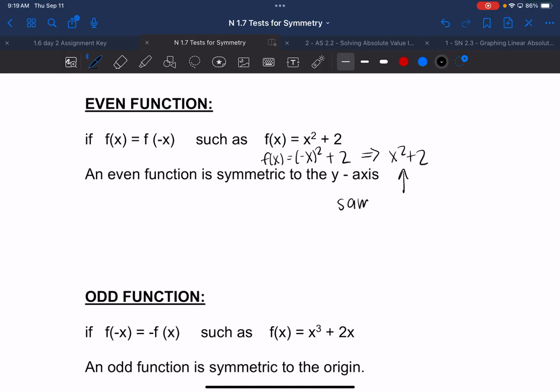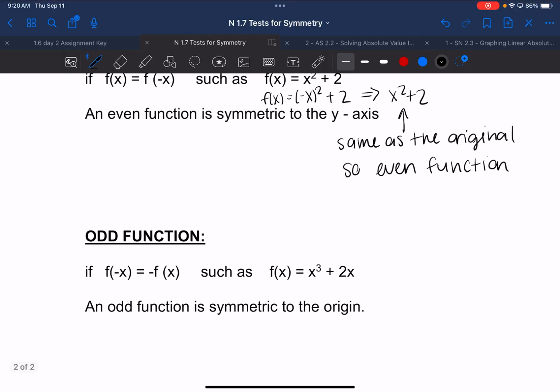So, same as the original. So, this is an even function. But if you were to plug in a negative x and it didn't go back to how it looked, then we could not say it's even. Okay. All right, to test for odd, you do the same thing but with your y's.